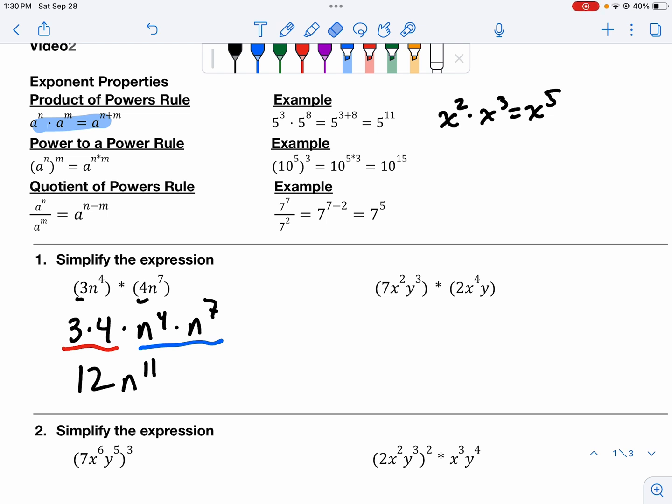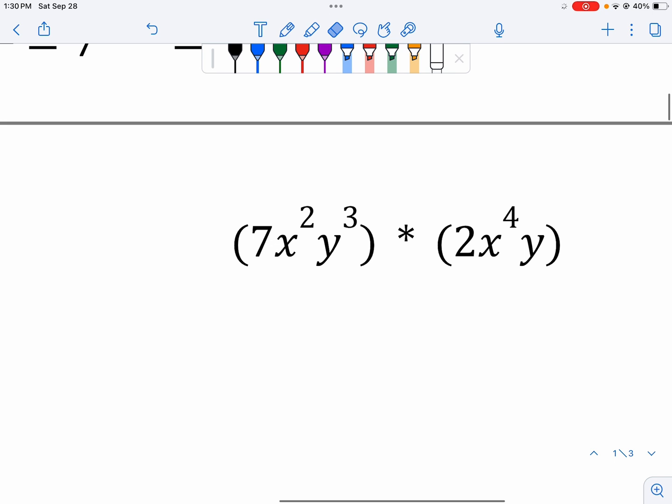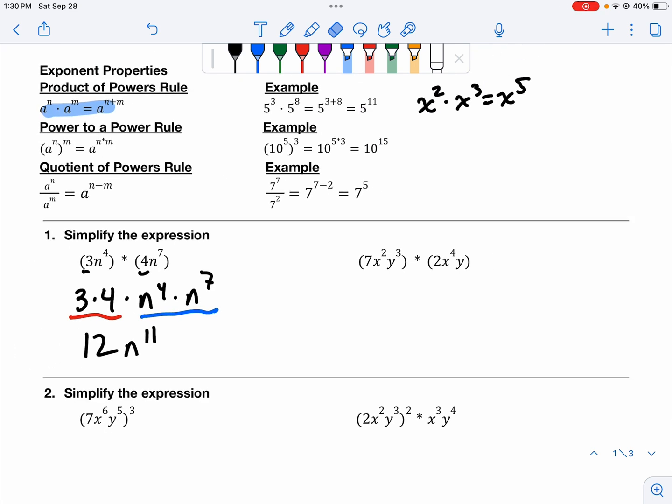So now in the second example, I'm going to rewrite things that are next to each other. The other thing I want to say is, do you see between this x and the y here? There is a multiplication sign, though it's not written. These terms are being multiplied. Whenever we have two variables next to each other or a coefficient in front of a variable, there's multiplication happening. So I can rewrite this as 7 times 2 times x squared times x to the 4th times y cubed times y.